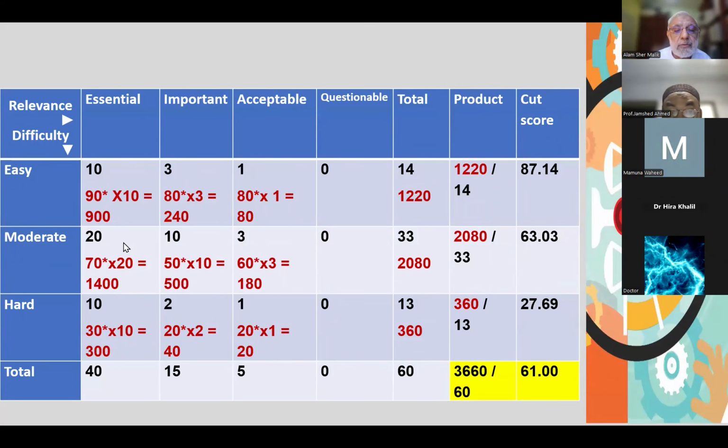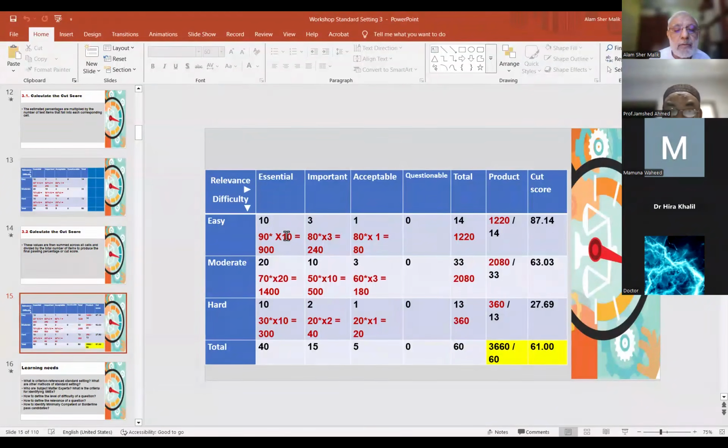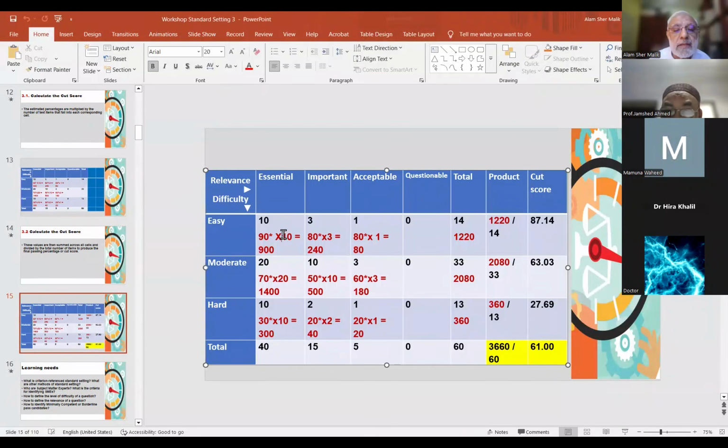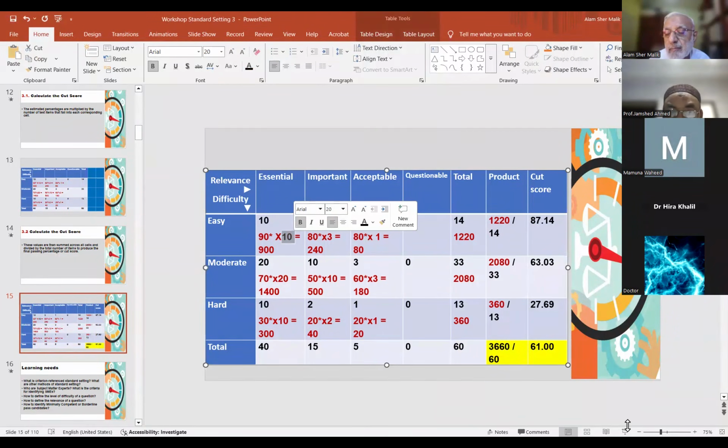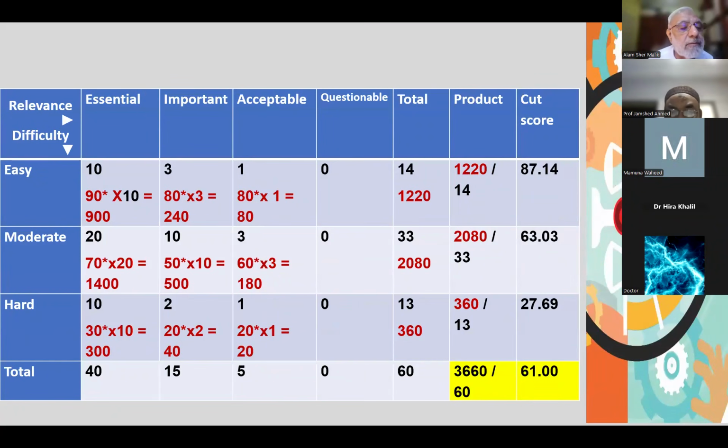So this is the same 10 as it is there. Maybe I should make it black here. So that would make it easy. It is the same number. So 10 is the number of questions, and 90% students will be able to answer that. Right? Any other comment?